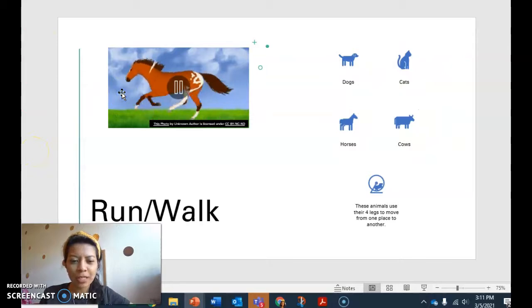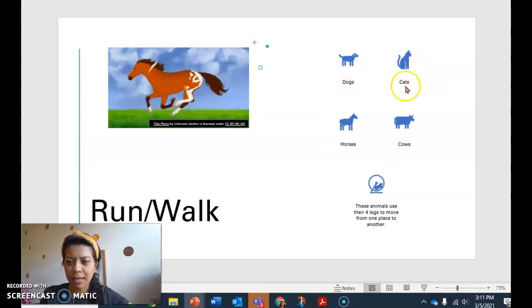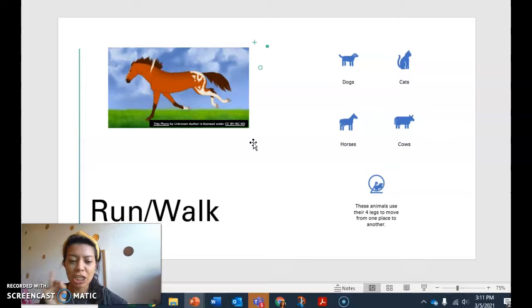Our first slide here, we have running and walking. We know that dogs, cats, horses, and cows are able to use their four legs to move from one place to another. These animals are all able to run and walk. Can you think of another animal that is also able to run and walk using their four legs? Some animals that I could think of are a pig, a sheep, a goat. All these three animals that I mentioned have four legs and they're able to run and walk.